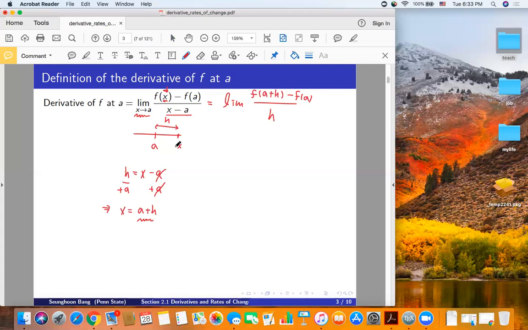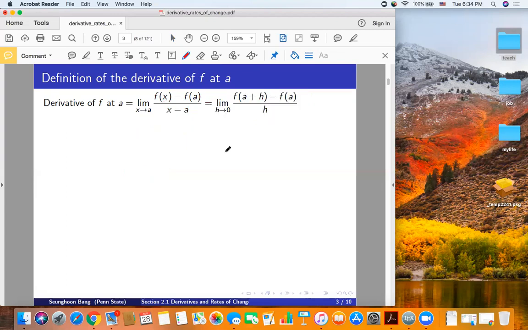Next, you can replace x approaches a by using the h value. So what does it mean? X approaches a. X is here, here, here, here. What happens? The h value approaches 0. The length is going to 0. So we have h approaches 0. This gives another limit definition, so we have two definitions. We use the notation f prime of a, or dy over dx at x equals a. This is f prime of a, the derivative of f at a.